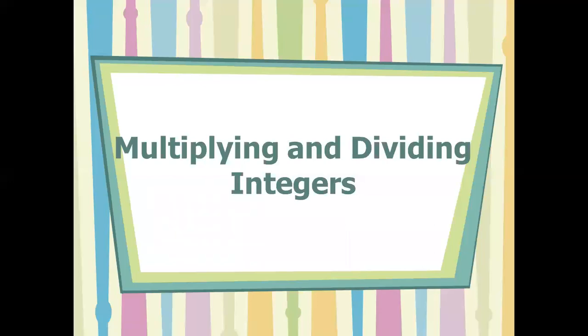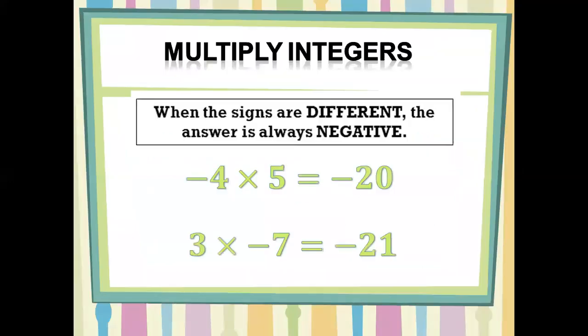So let's move on and see what the rules are and the ways we can multiply or divide integers. So this is the first rule. When the signs are different, the answer is always negative. As you can see from the examples below, if any one of the numbers we are multiplying is negative, the answer is always negative. So, a simple rule: if any one of the numbers is negative, the answer is going to be negative.